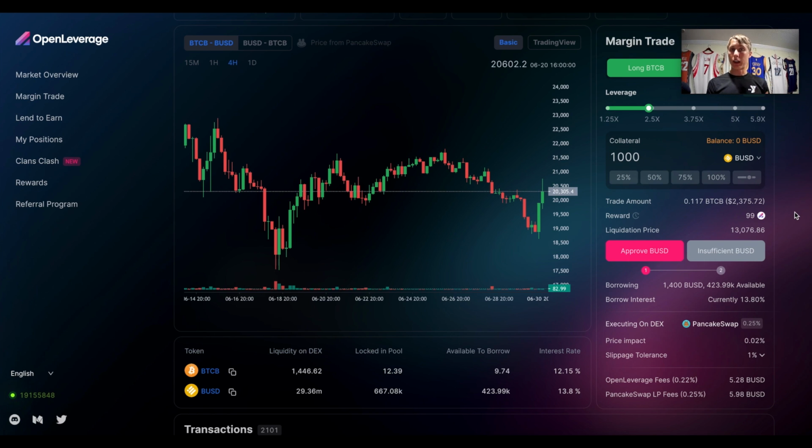And remember, they are providing incentives every time you open a position. As you can see here, I would get 99 OLE tokens for opening this position. Now, if I juice that to $10,000, well, they would even pay me some more OLE tokens. So just a couple of things to keep in mind when you guys are using the OpenLeverage platform.